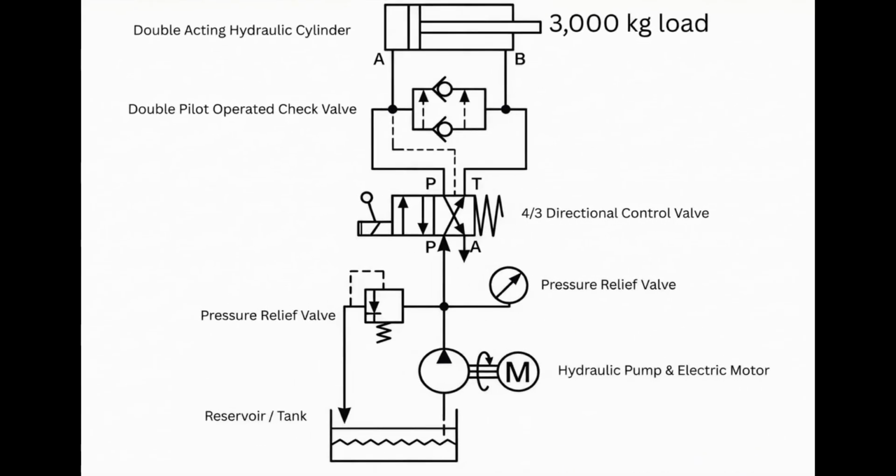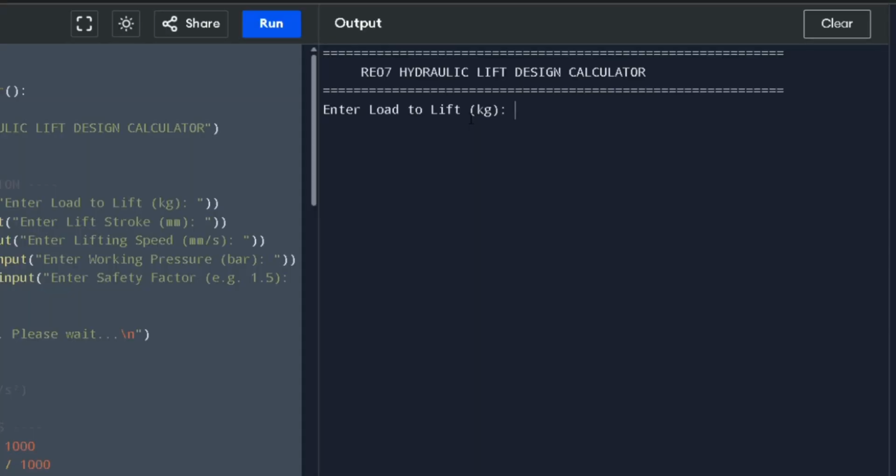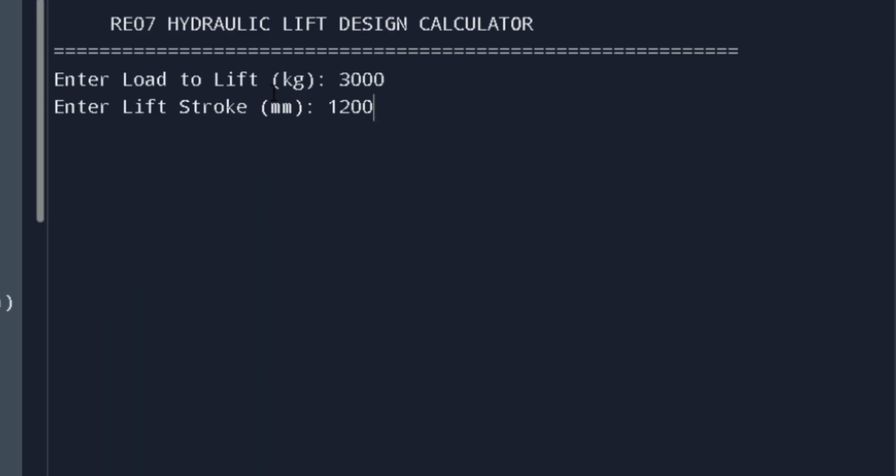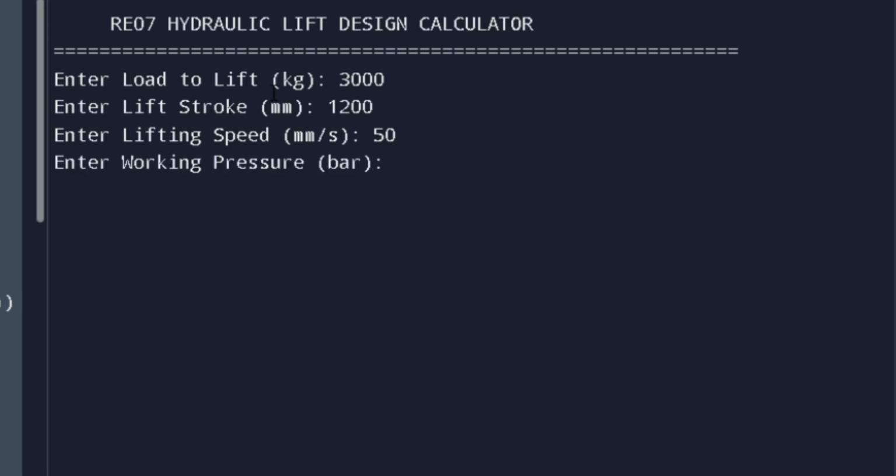Now, in our calculator, we ask the user to enter 5 important values. First, the load in kilograms. This tells us how much weight the system must lift. Second, the stroke length in millimeters. This is how far the cylinder must extend to raise the load to the required height. Third, the lifting speed in millimeters per second. This defines how fast the platform or load should move upward. Fourth, the working pressure in bar. This is the hydraulic pressure available from our pump and system.